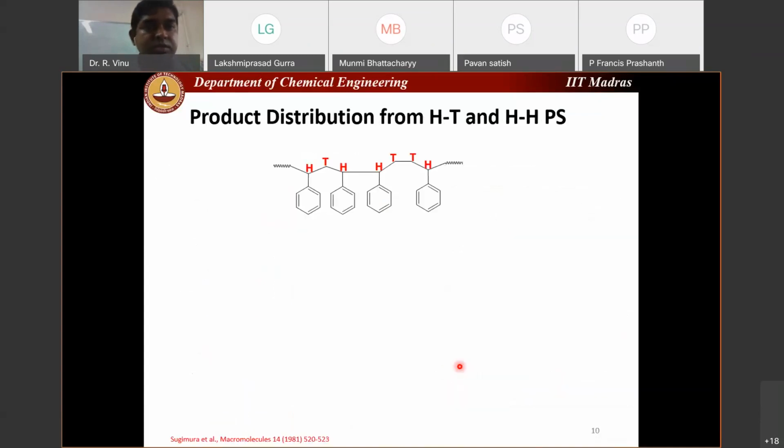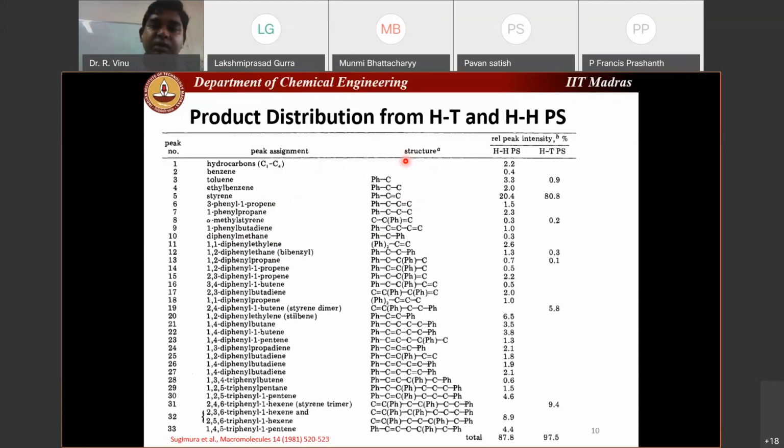Another example is about the product distribution from head to tail and head to head linkages in a polystyrene sample. Typically, if you think of a polystyrene sample, you have head to tail linkages. The head is a bulky group and the tail is a simple methylene group. You can also have head to head linkages and tail to tail linkages. When you do pyrolysis GCMS of any commercial sample which has head to head or head to tail linkages present in it, it actually gives you a different product distribution.